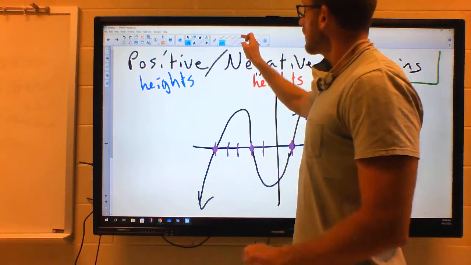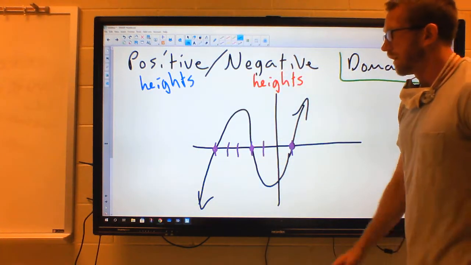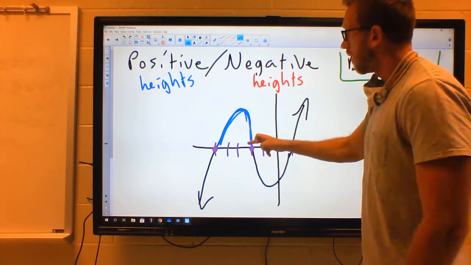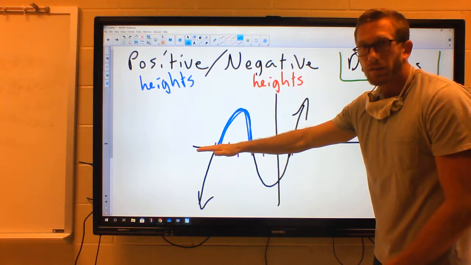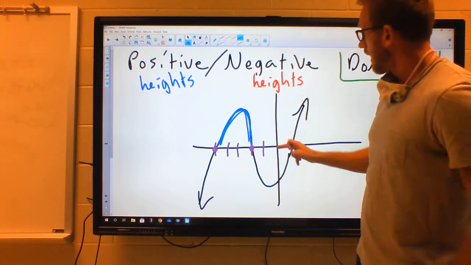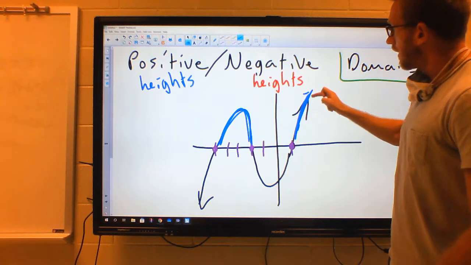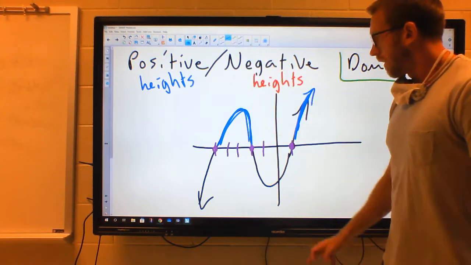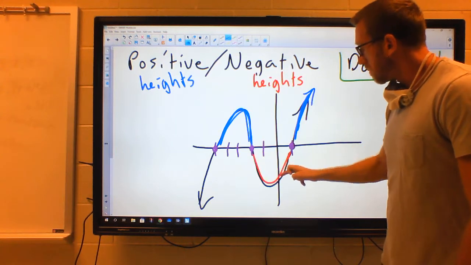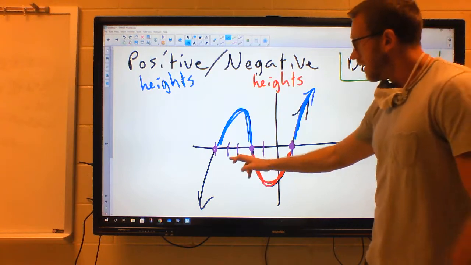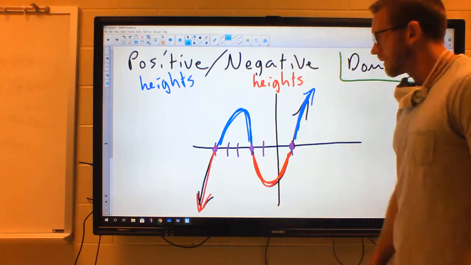Okay, our positive heights are going to be blue. Notice these are positive heights. They're all above the x-axis. If this is the x-axis, all of these values are clearly above it. Here are more values that are clearly above the x-axis. Here would be red values below the axis. Those would be negative heights. These are also negative heights.